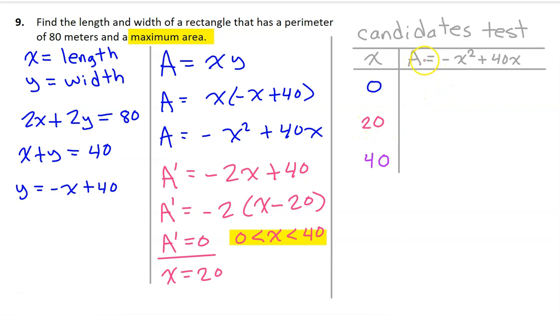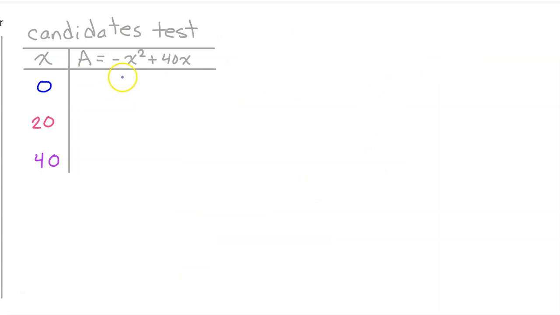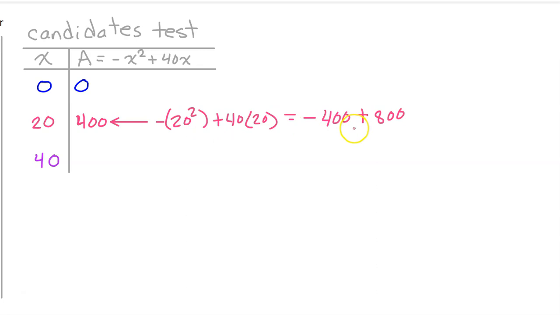Now we evaluate the area at each of these candidates. We can do the first one in our heads. If you substitute in 0 for these x's, of course, you're just going to get 0 for the area, which makes sense. If we plug in 20, then we're going to have negative 20 squared. Let me make it clear that we're going to square this first and then apply the negative sign. And then plus 40 times 20. That's negative 400 plus 800, which is 400.